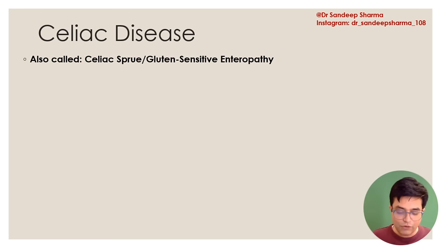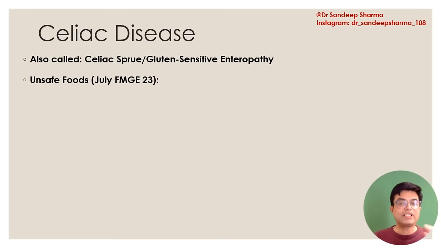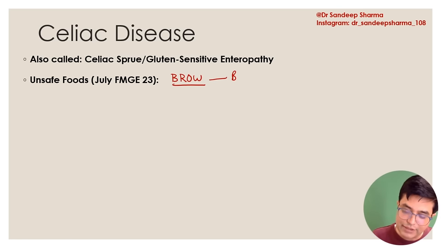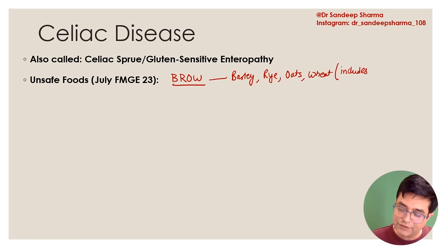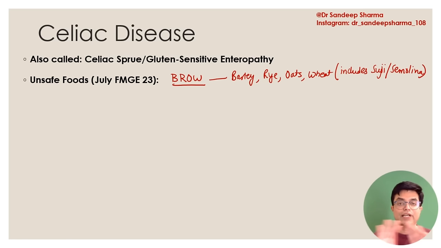You already know. What is asked in exams are safe foods and unsafe foods. So celiac disease mein unsafe foods kya hain? July FMG 23 question tha. So see, unsafe foods can be remembered by the mnemonic BRO. So what are the unsafe foods? Barley is unsafe. Rye is unsafe, oats are unsafe, wheat is unsafe. And when we say wheat, it includes the wheat derivatives like suji or semolina. Suji semolina was mentioned in one of the options in July FMG. So, ye unsafe hai, ye nahi kha sakte.